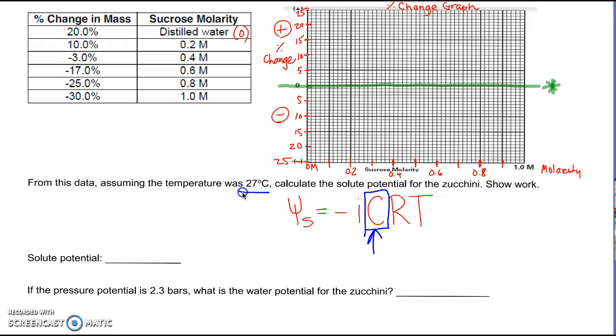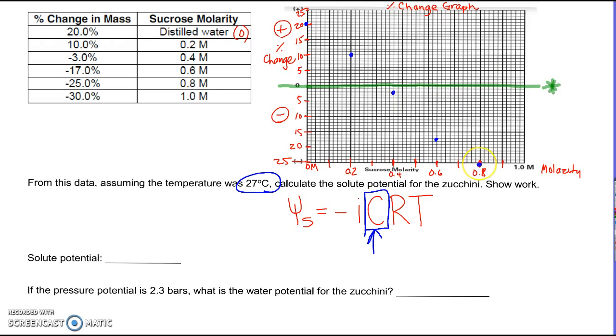They said the temperature was 27 degrees Celsius. They give a whole situation that these are zucchini cubes that were put into different concentrations. Some of them gained weight, some of them lost weight, and they want you to graph it. And if I graph this, I can see that at distilled water, which is 0, it gained 20. At 0.2, it gains 10. At 0.4, it lost 3. This is not going to end up being beautiful, but at 0.6, it's at negative 17, so it's about here.